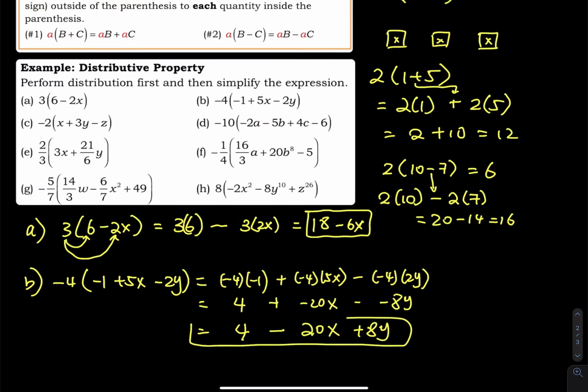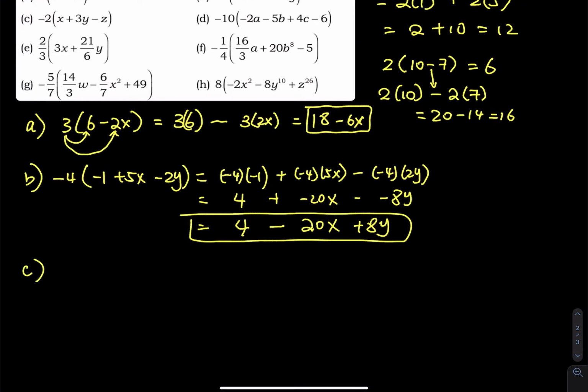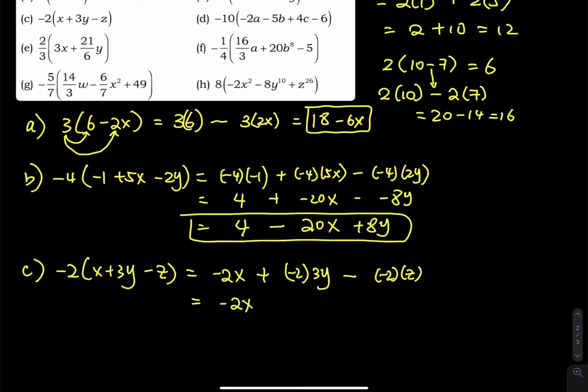And then the next one is C. I have negative 2 times x plus 3y minus z. So you put the negative 2 in front of every member inside the parentheses. So negative 2 times x, and then the plus will carry over. Negative 2 times 3y, and then the minus will carry over. Negative 2 times z. So you have a negative 2x. Negative 2 times 3 is negative 6. Plus minus becomes a minus. Minus minus becomes a plus. You have a 2z.